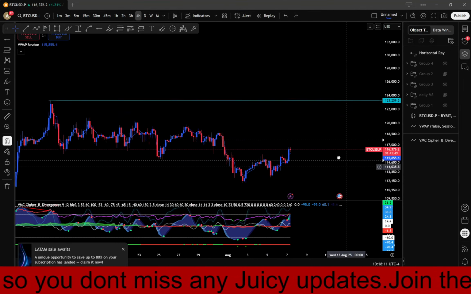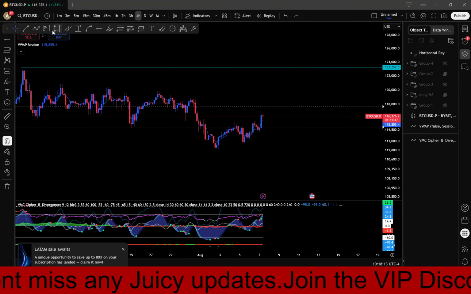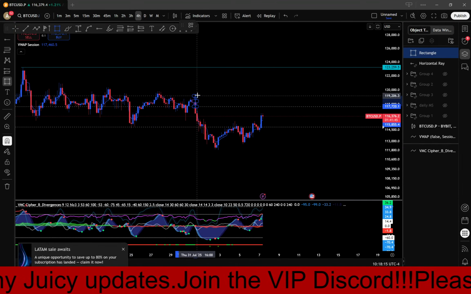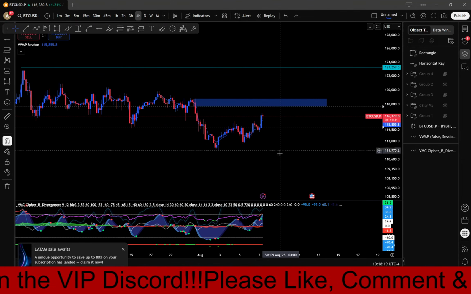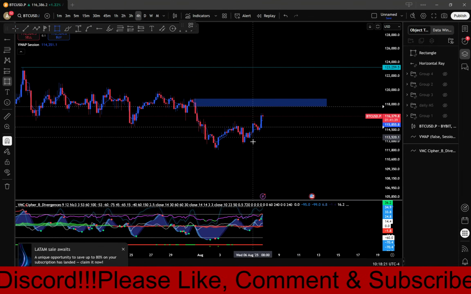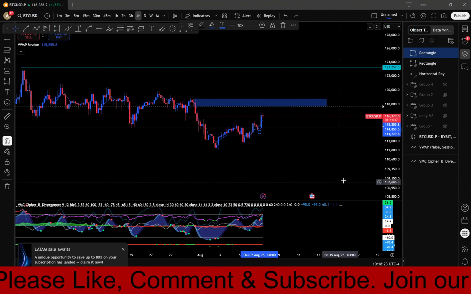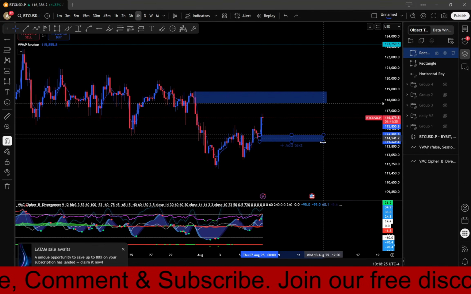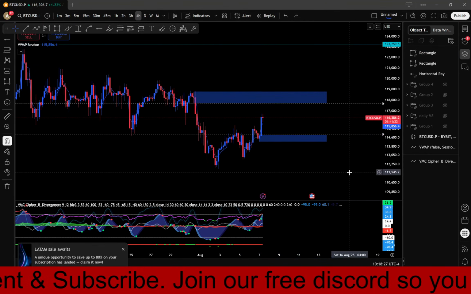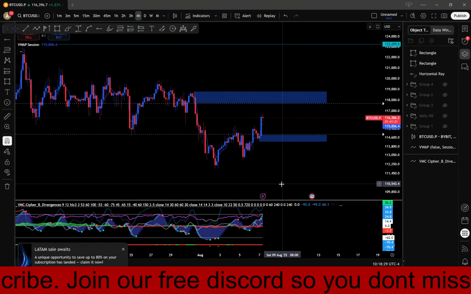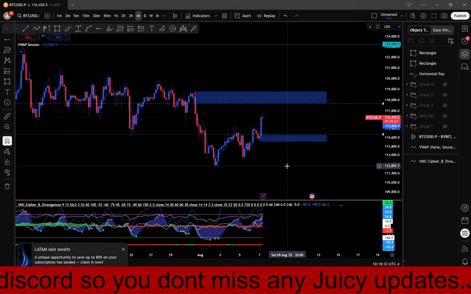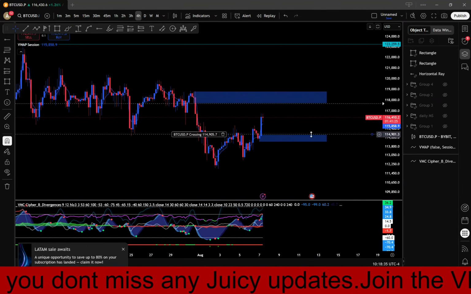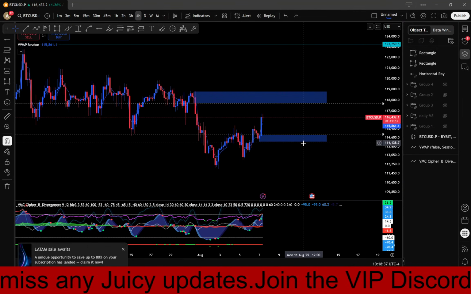So basically my thesis is to take a short from this area if we get there before, and then take a long from this area, as the only two trades that I'm interested in. So if you're not long, you could possibly take a long from here. You stop below this low.